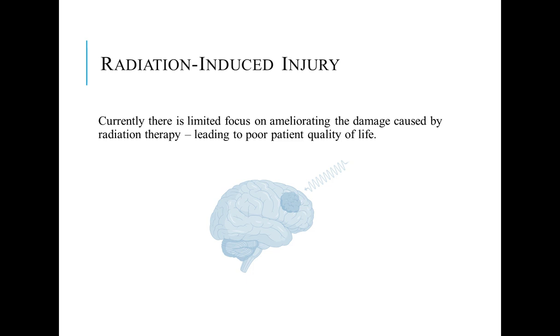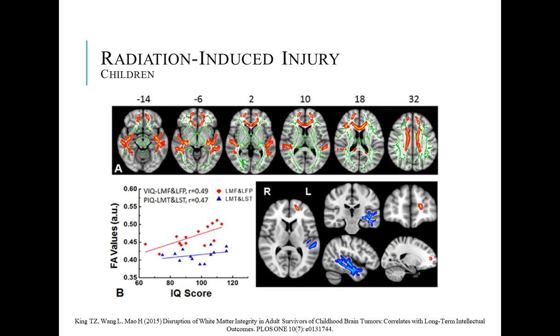Some direct examples of these injuries include radiation-induced injury to children. A large study was done by King et al. that looked at children who received radiation therapy for cancer treatment when they were young, and into adulthood, these children unfortunately had declining IQs if they received whole brain radiation treatment versus if they did not.